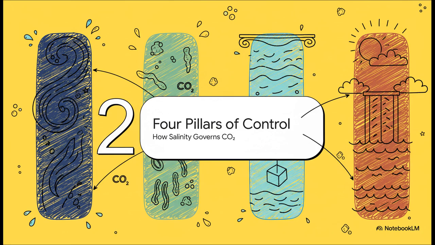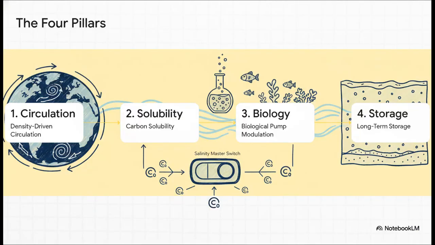Well, it operates through four key pillars, four mechanisms that explain exactly how salinity governs the ocean's ability to soak up and store carbon. Okay, so here they are: circulation, solubility, biology, and storage. Together, these four pillars show us how salt basically acts as the master switch for the entire planet's carbon cycle. Let's break each one down.